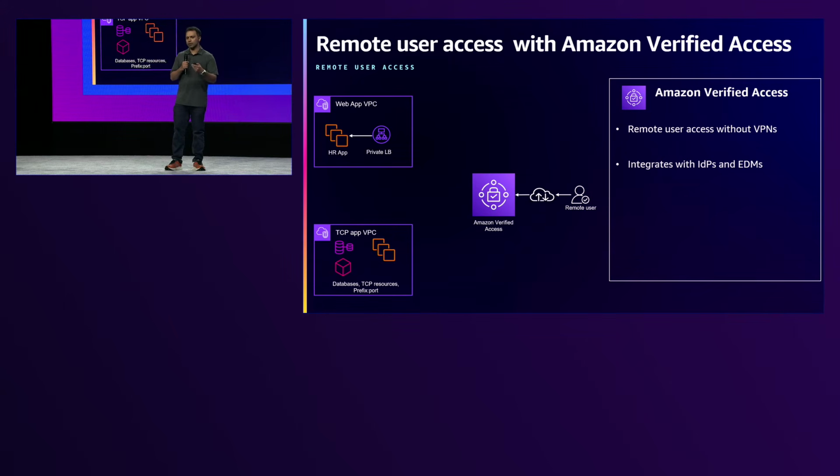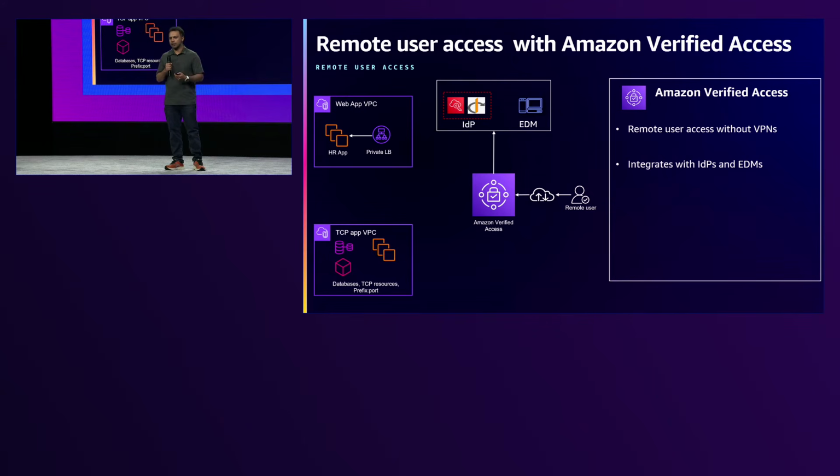So when a user request hits Verified Access, it first goes to an IDP to see if the user is authenticated or not. That part is mandatory. The IDP can send some contextual information about the user as well. For example, is the user's email ID verified or not? Optionally, you can integrate with an enterprise device manager as well to keep an eye on the device posture.